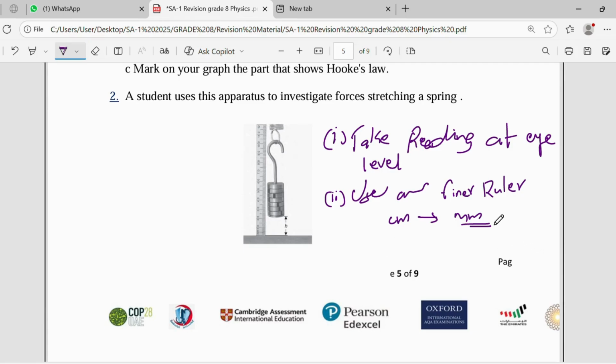So, these are the 2 ways in which she can improve her reading. First one is take the reading at eye level, and second one, use a finer ruler. Instead of centimeters, use millimeter. Now, coming to the next question.